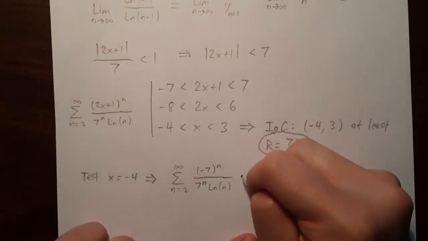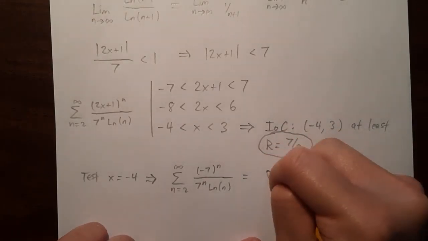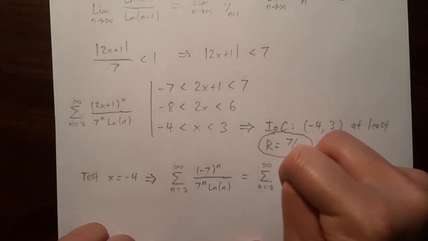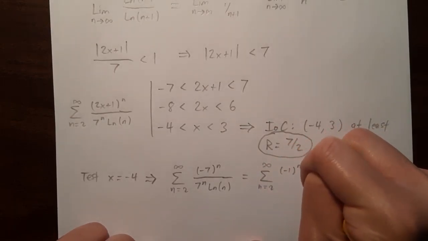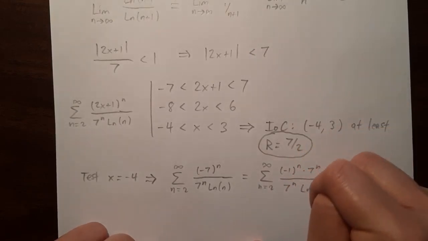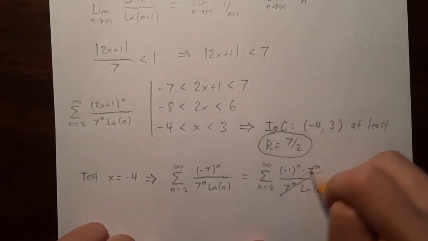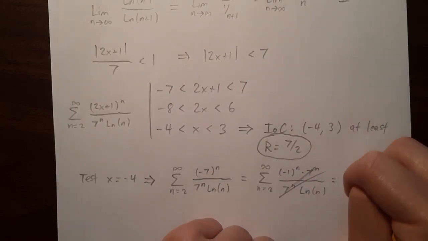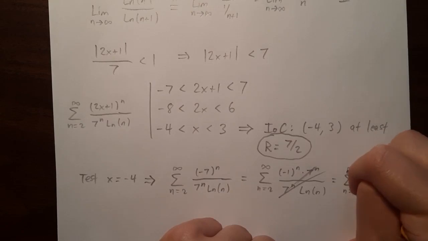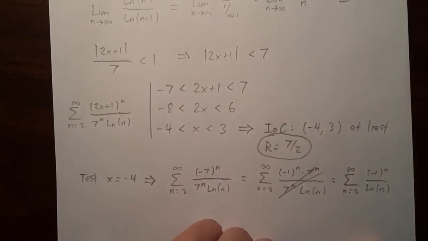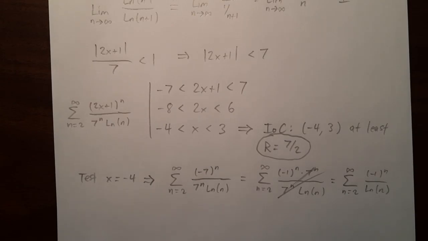All right, and so this should simplify by a fair amount if I factor out the -1 that's in there. So we have (-1) to the n times 7 to the n divided by 7 to the n ln of n, and the 7 to the n's will cancel out. And so we're left with this alternating series.